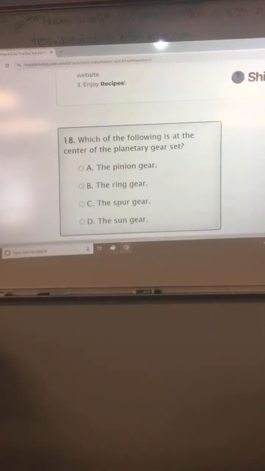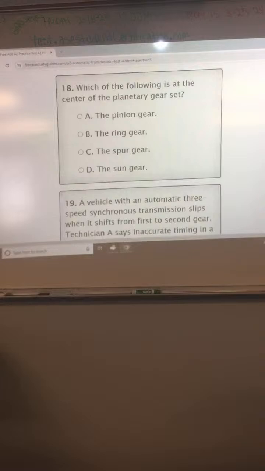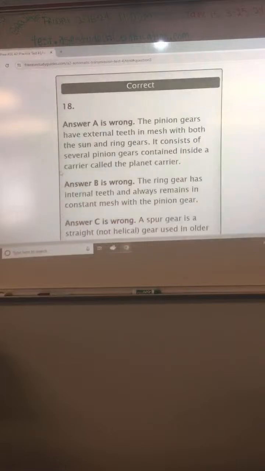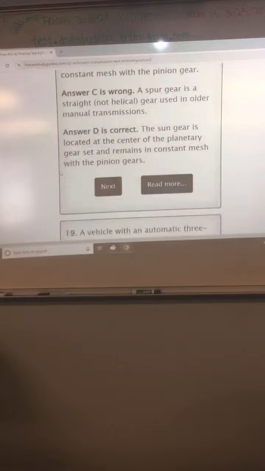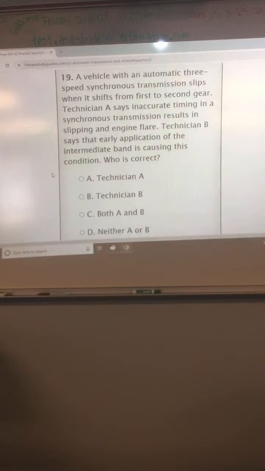C. Which of the following is at the center of the planetary gear? Sun gear. Nobody should miss this. A. The sun gear is in the middle of the planetary gear set, okay.